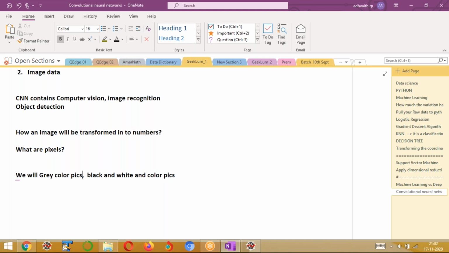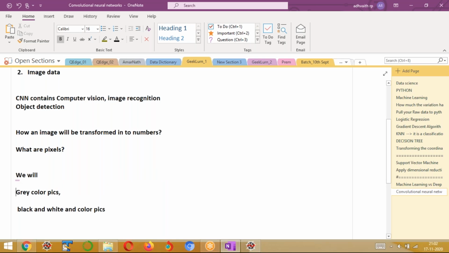So your computer will treat these two types of pics individually. Whenever you are passing gray color pics information to your system, it will treat them as two-dimensional size. Whenever you are passing black and white and color pics, it will consider them as three-dimensional size. Let me write like this. Okay, 3D size.